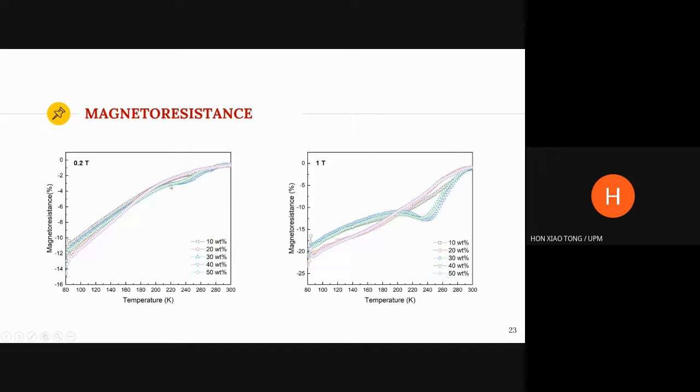And lastly, in this graph, both graphs are showing the same trend, where when the temperature is lower than 200, the extrinsic MR is more dominant for 20 and 50%, while for temperature higher than 200, which is from 200 to 300, the intrinsic MR is more dominant for 20 and 40%. It is mainly because of the contribution of the secondary phase that we discussed before in the XRD analysis.